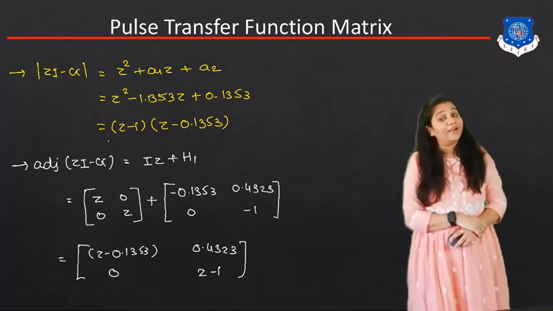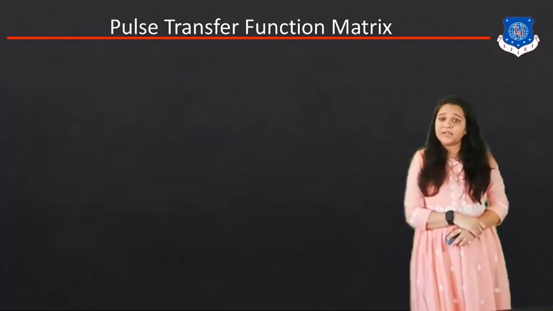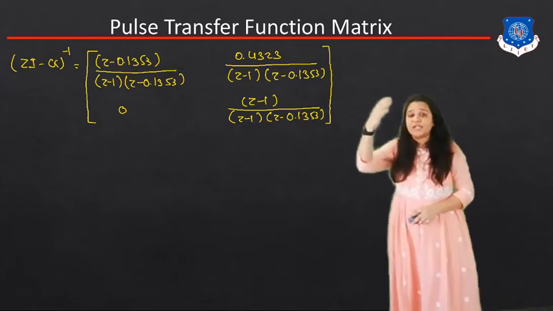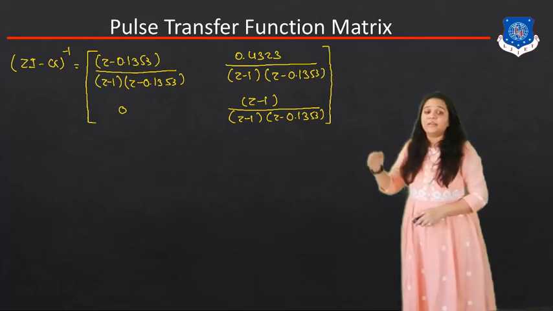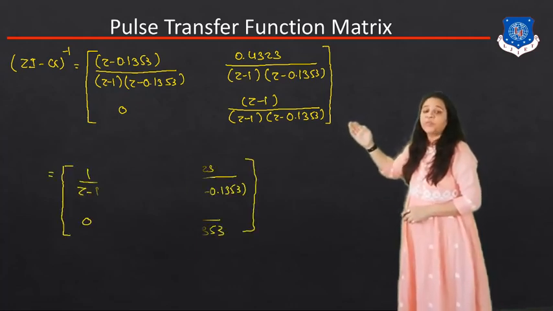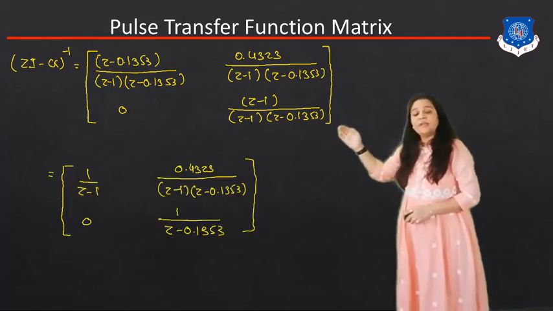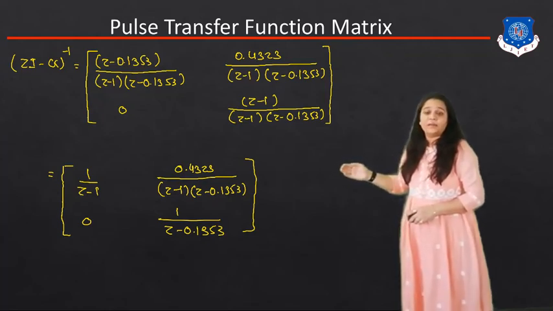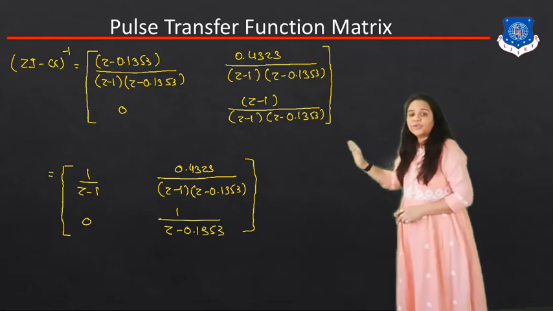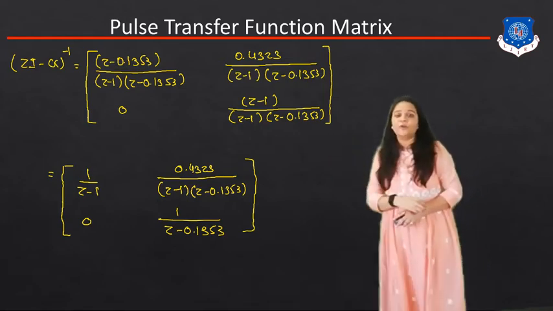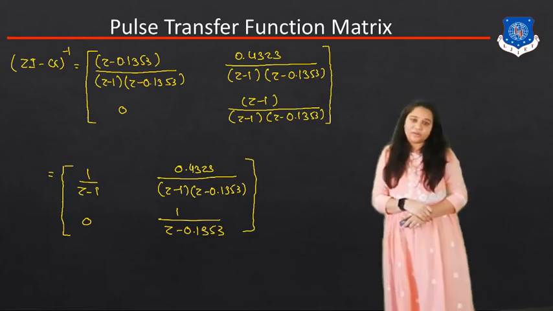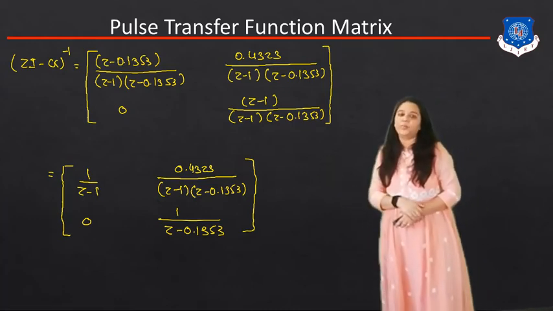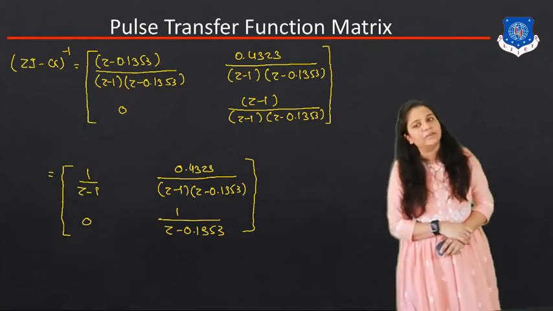Next is to find the value of zI minus A inverse. It is nothing but the adjoint of zI minus A upon the mod of zI minus A. So we can write the matrix in this manner. Now we have to simplify this matrix, so some terms are cancelled out and we can get 1 upon z minus 1, 0.4323 upon (z minus 1)(z minus 0.1353), 0 and 1 upon z minus 0.1353.